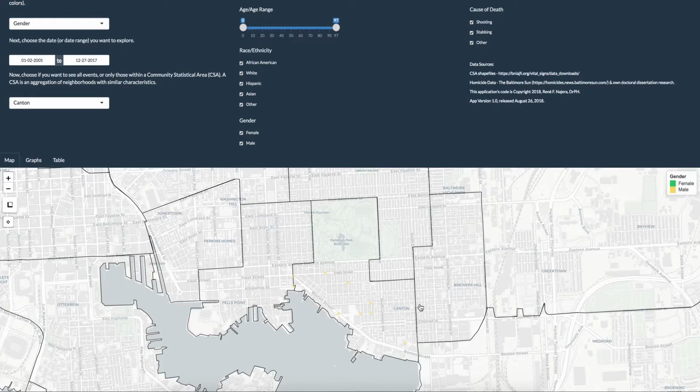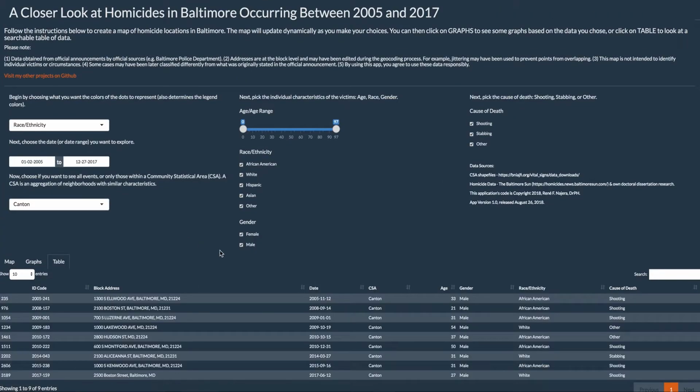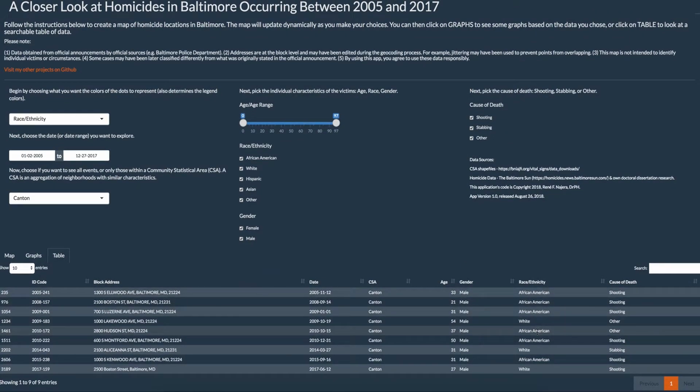I'm going to play around with the colors to make them a little more visible. But something interesting: in those 13 years of analysis in Canton, all the homicide victims have been men. And then you look at the cause of death, all except one were shootings. And race and ethnicity, there's a mix between African American and whites, and you actually see that in the table here. 3, 4, 5, 6 African Americans, 3 whites, more or less the population distribution of the whole city.